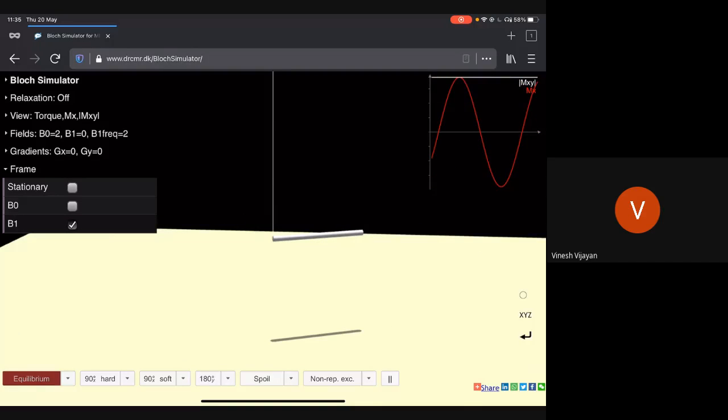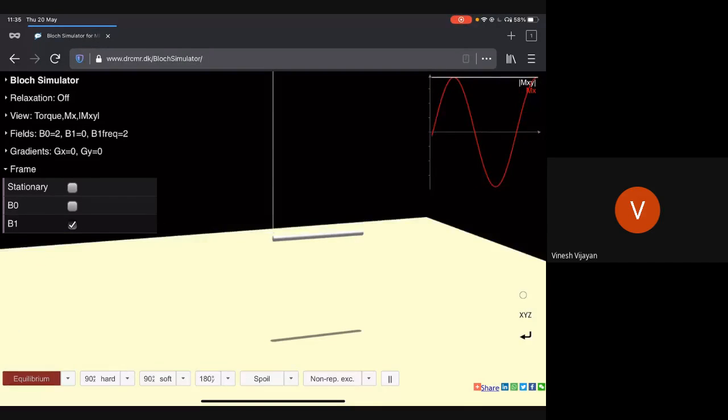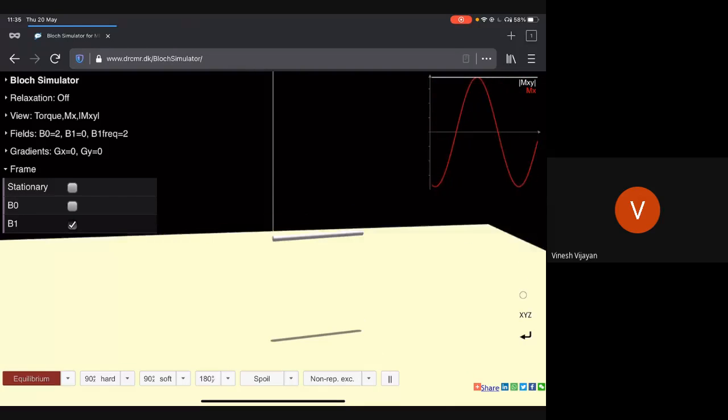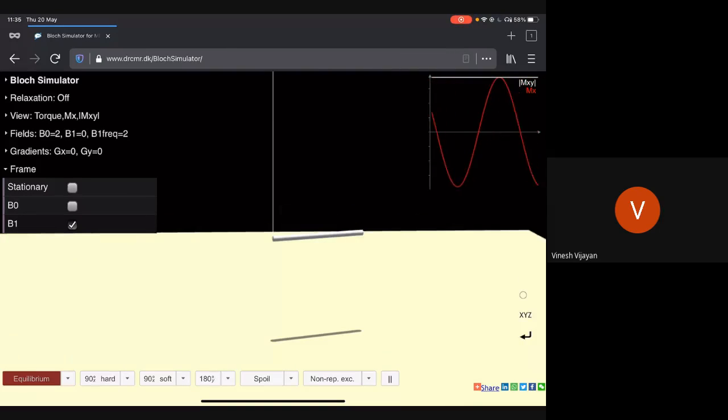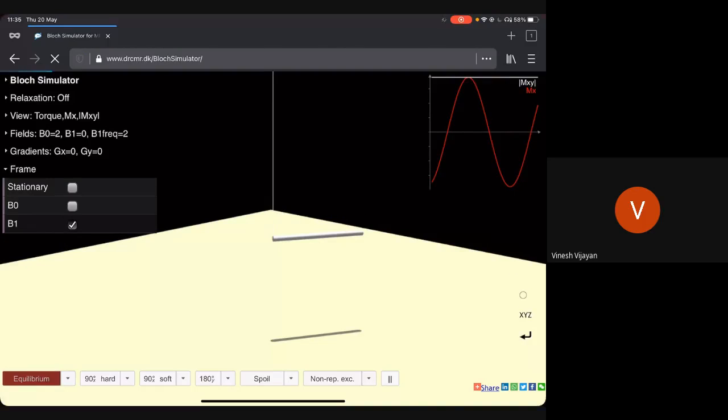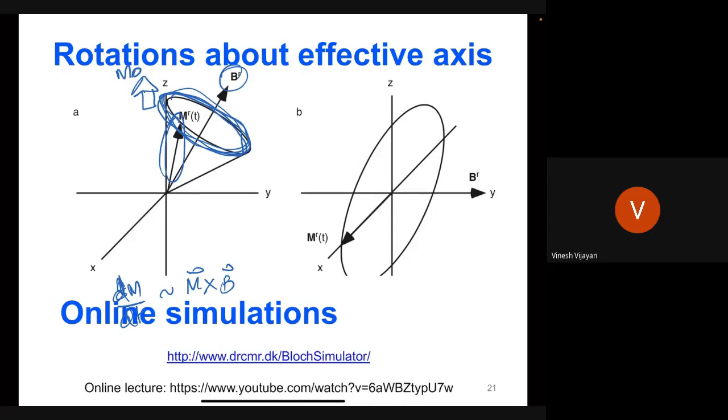Something called the rotating frame, something that's called the stationary frame. Unfortunately, I don't have the time, or the internet isn't allowing me, to show the animations properly. So let me stop this for the time being, and if we do get time, we can take a look at it later. Let me pause for a moment in case anybody has questions.